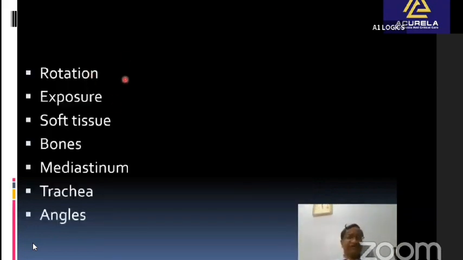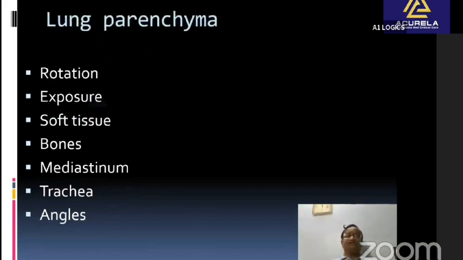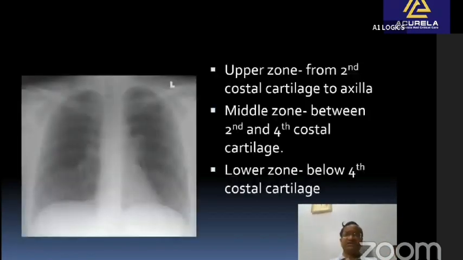Now we know rotation, exposure, soft tissue, bones, mediastinum, trachea, angles. Then we will go to the lung parenchyma. This is the time we should go to the lungs. It is not that we immediately say pneumonia on the right side, pneumonia on the left side, pleural effusion on the left side, nothing like that. You should see rotation, exposure, soft tissue, bones, mediastinum, trachea, angles.